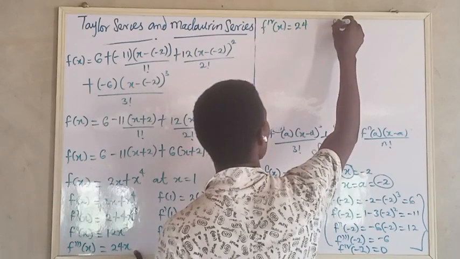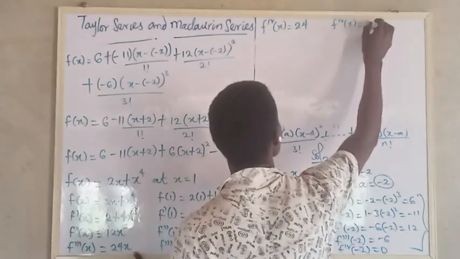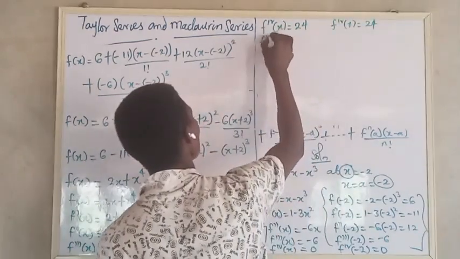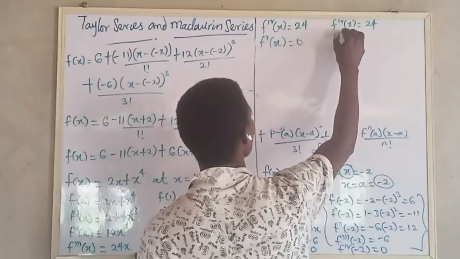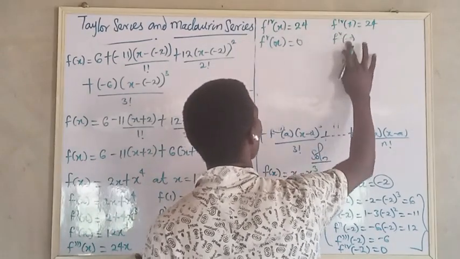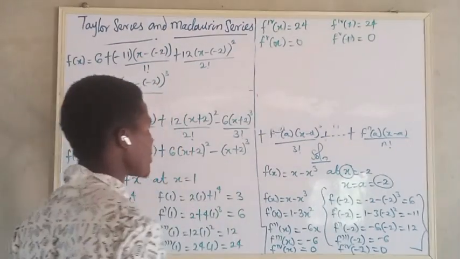Then f raised power 4 of 1 will also be 24. Then f fifth of x will give me 0, and f fifth of 1 rather will give me 0. So now I'm done with my differentiation.